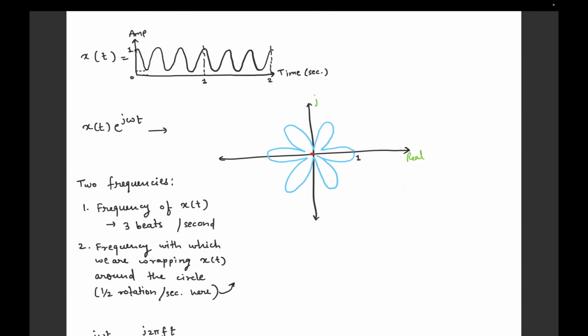So in 1 second, this signal is completing 3 cycles. And we can see that if we look here, this is 1 cycle, this is the second cycle, this is the third cycle. Okay. So we go from 1 to -1 in 1 second, and here we complete 3 cycles. So the first frequency is of xt, the second frequency is of e to the power j omega t.